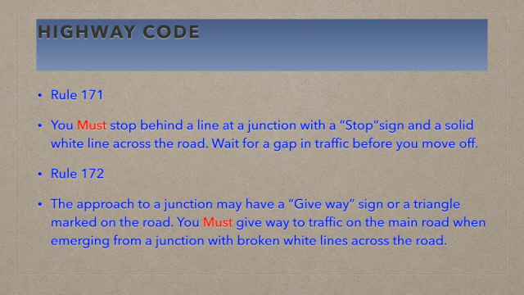Rule 171. You must stop behind a line at a junction with a stop sign and a solid white line across the road. Wait for a gap in traffic before you move off. Rule 172. The approach to a junction may have a give way sign or a triangle marked on the road. You must give way to traffic on the main road when emerging from a junction with broken white lines across the road.